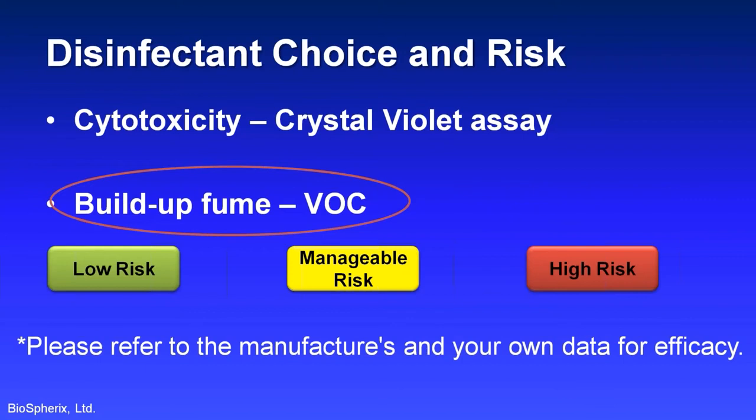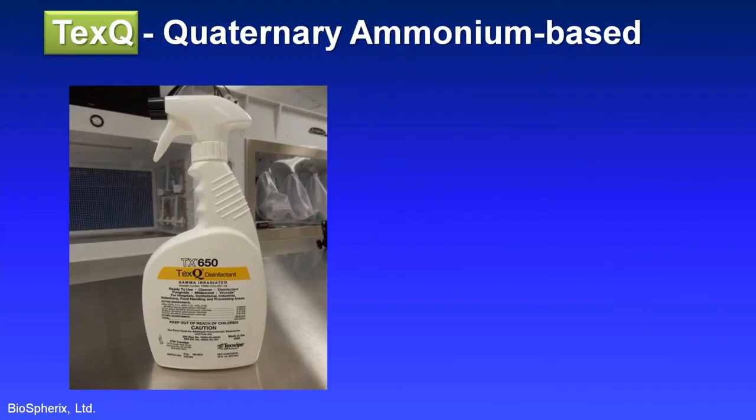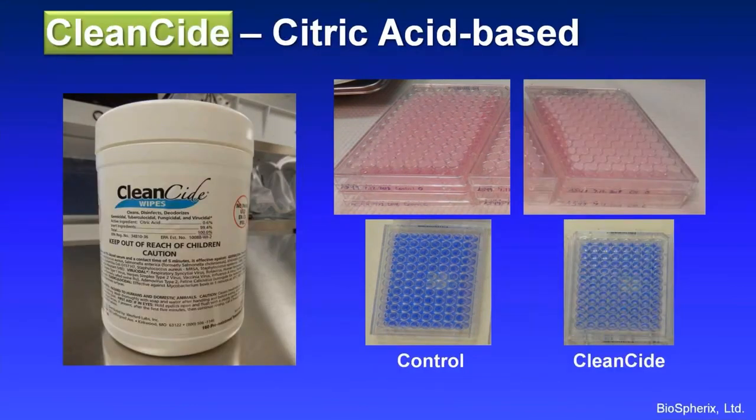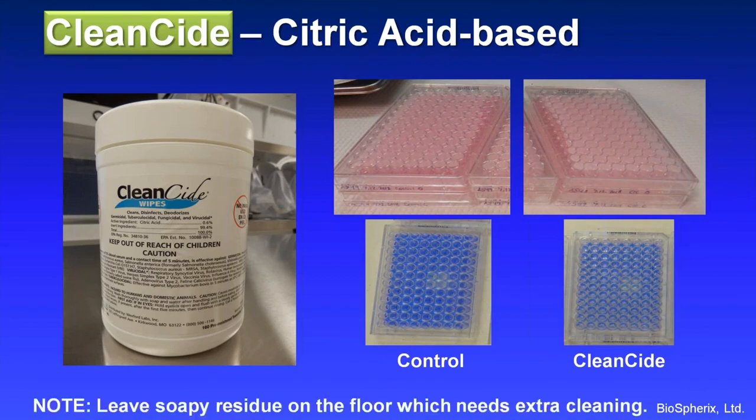The first cohort of disinfectants I'm going to share with you is TestQ, CleanSight, and Vercon S. They belong to the low-risk group. TestQ is a quaternary ammonium-based disinfectant. Crystal violet data indicate that TestQ did not induce any fume-based cytotoxicities. Similar results were observed with CleanSight. It is a citric acid-based wipe. However, it does leave soapy residues on the floor, which need extra cleaning.